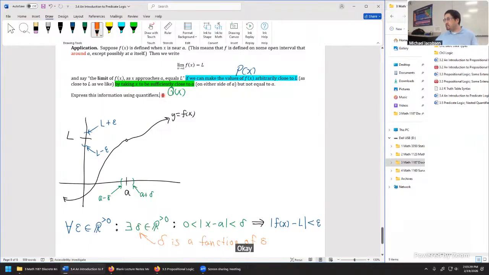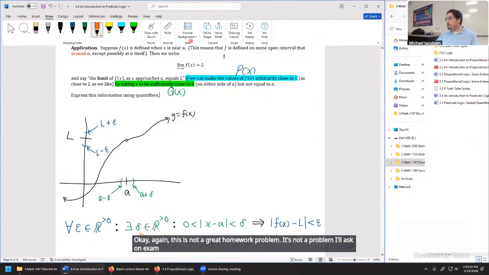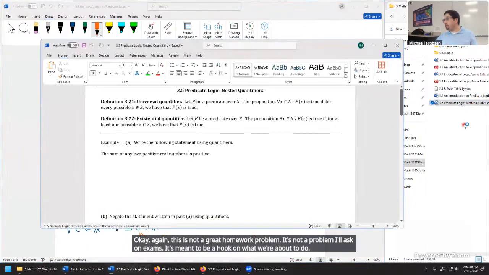Okay, again, this is not a great homework problem. It's not a problem I'll ask on exams, but it's meant to be a hook on what we're about to do in unit 3.5.